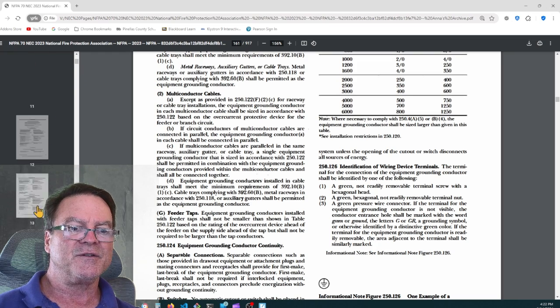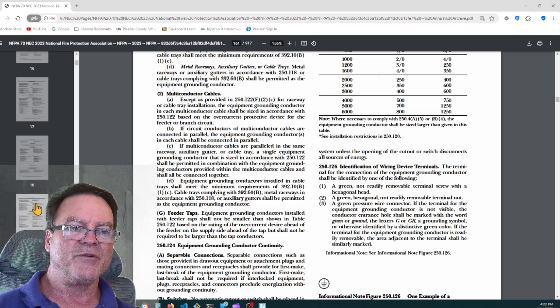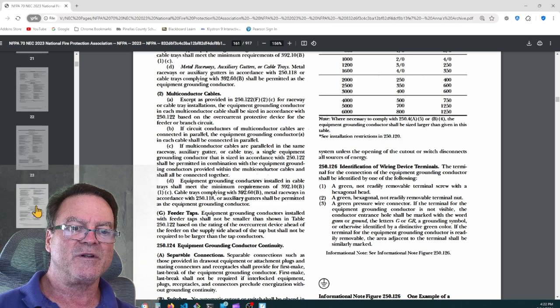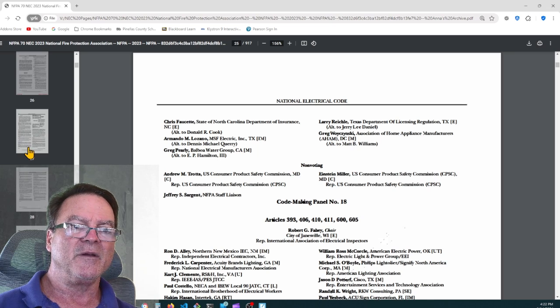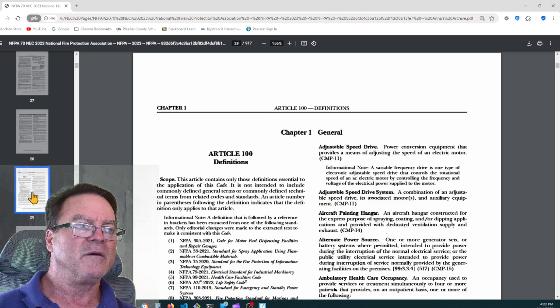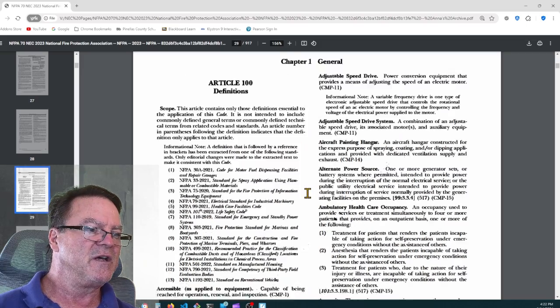Let me see if I can get to Article 100 definitions. Where is Article 100 definitions? Where are all of these? These are my in loving memory. Here's Chapter 1, Article 100 definitions.